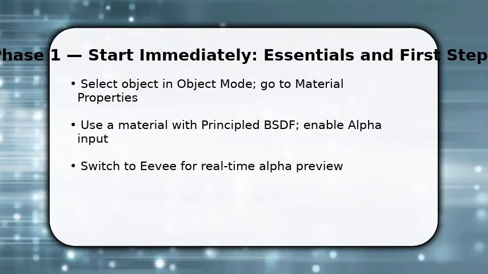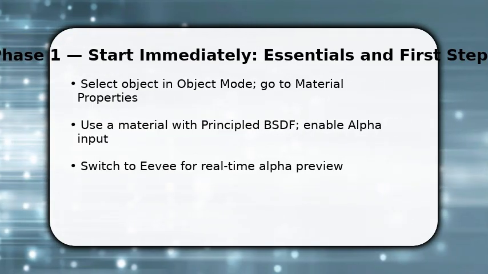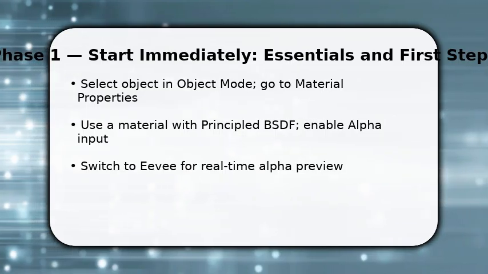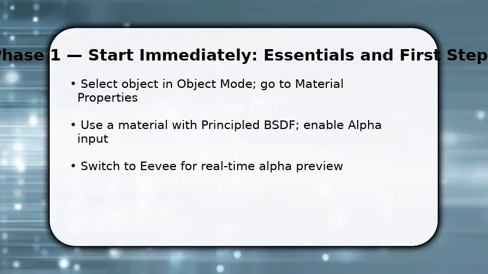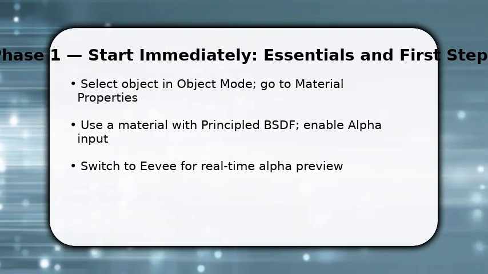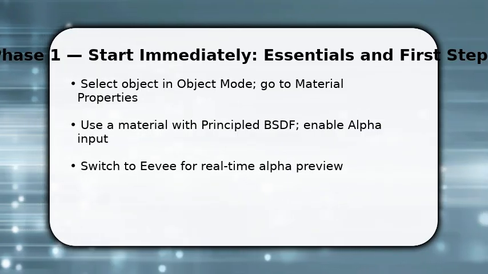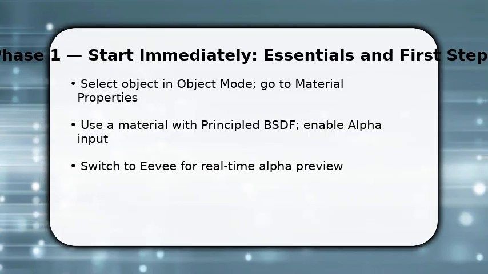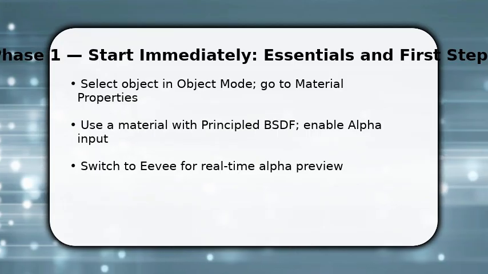Enjoy the video. You start by selecting the object and opening material properties. This is essential because Blender links opacity to material nodes. Once done, add or confirm a principled BSDF shader and expose its alpha socket so you can drive transparency. Make sure to switch the render engine to Eevee for immediate feedback. Cycles can show transparency, but requires different render settings.